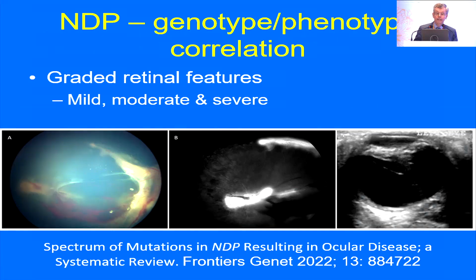So, in terms of genotype-phenotype correlation, in Norrie's disease, with the abnormalities in the Norrie disease protein, this is getting better understood. There was quite a nice meta-analysis published a couple of years ago now that looked at the published literature and in terms of the ocular phenotype divided it into mild, which would be peripheral avascular retina, moderate, in which there are significant exudative changes and the beginning of some tractional changes, and severe, in which there was total retinal detachment. Here are some examples of moderate and severe abnormalities.